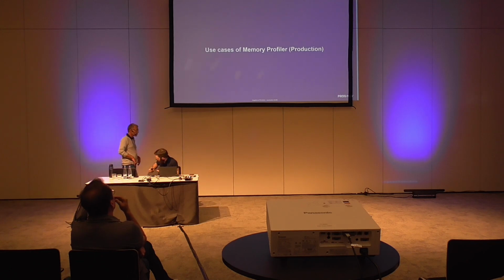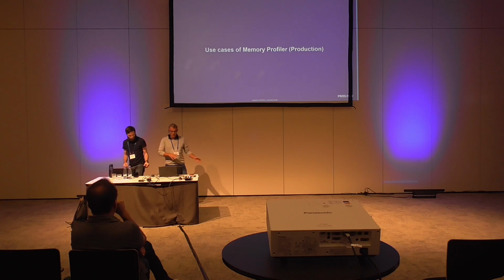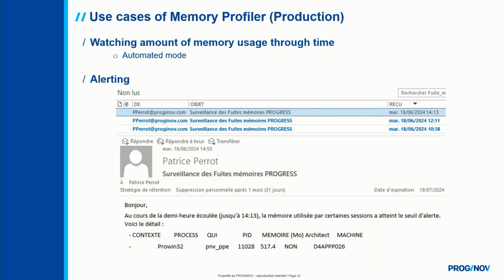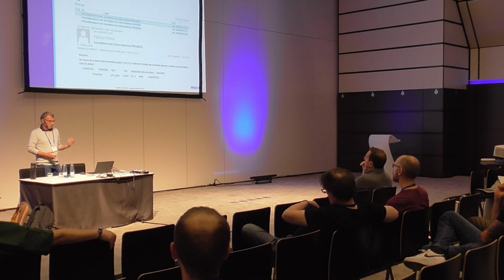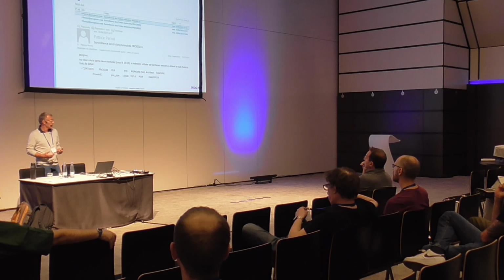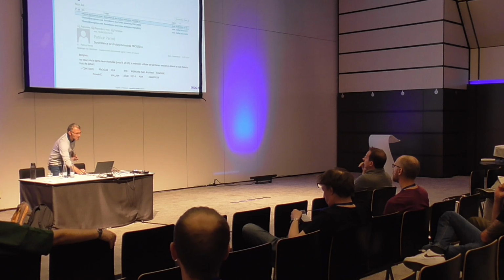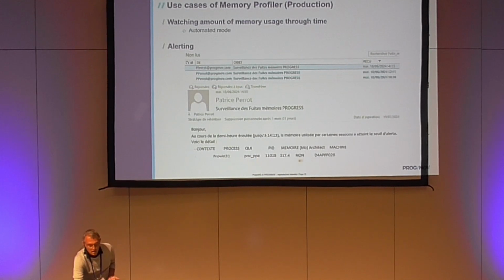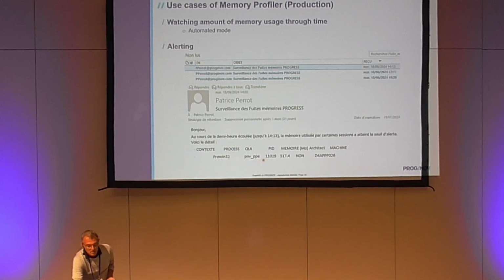Okay, and we also use it in production, so it's more my part of the business. We're hosting a lot of our clients in our cloud. We have a batch process which checks every 30 minutes the amount of memory consumed by each session. And if this memory is above our threshold, then my team will receive an email like this one. As you can see, there is my name. It was a test. My name was on this box, and this is my PID.